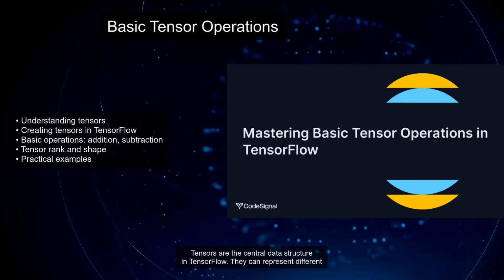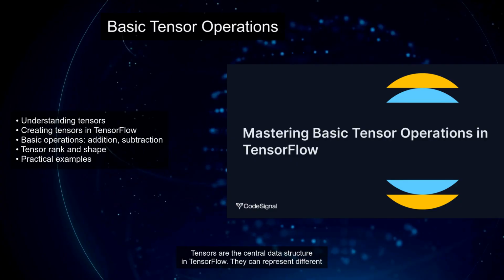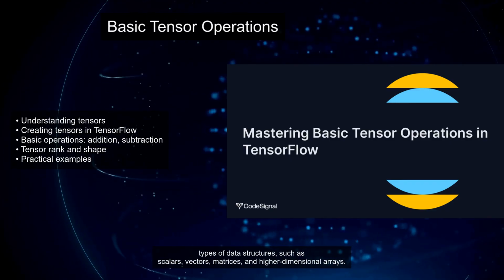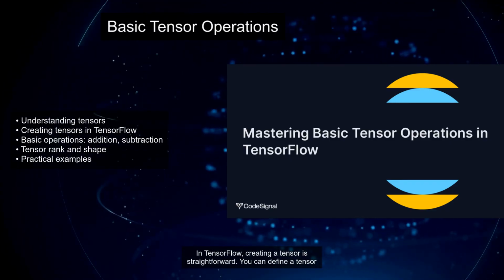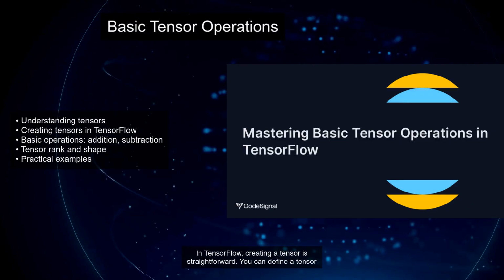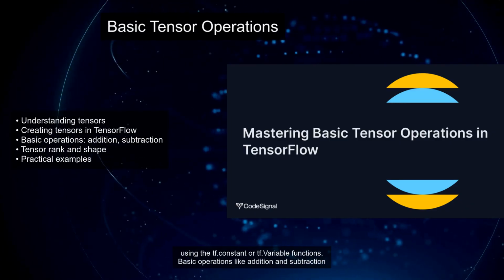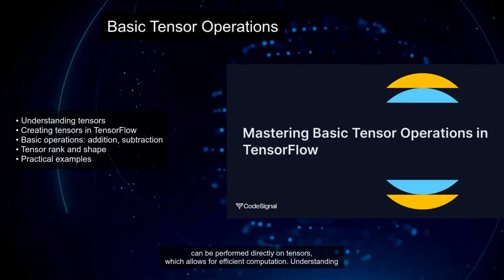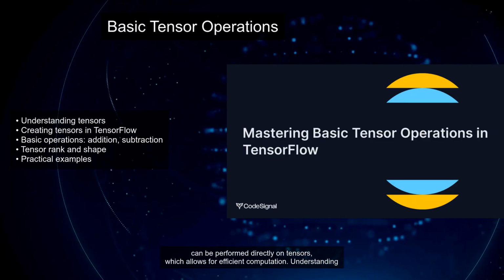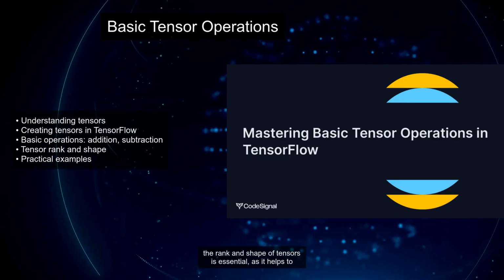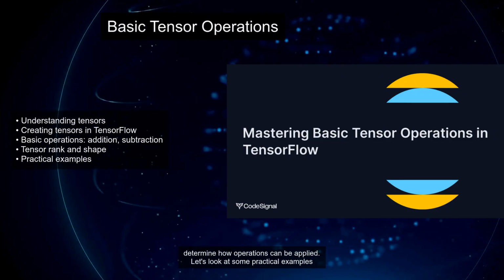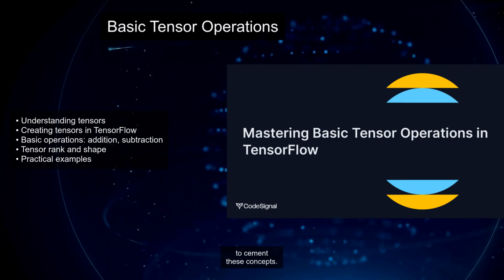Tensors are the central data structure in TensorFlow. They can represent different types of data structures, such as scalars, vectors, matrices, and higher dimensional arrays. In TensorFlow, creating a tensor is straightforward. You can define a tensor using the tf.constant or tf.Variable functions. Basic operations like addition and subtraction can be performed directly on tensors, which allows for efficient computation. Understanding the rank and shape of tensors is essential, as it helps to determine how operations can be applied.